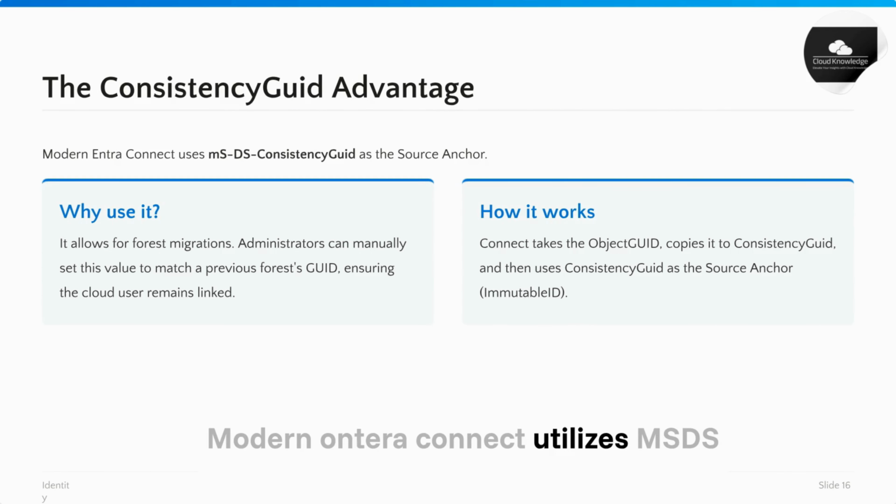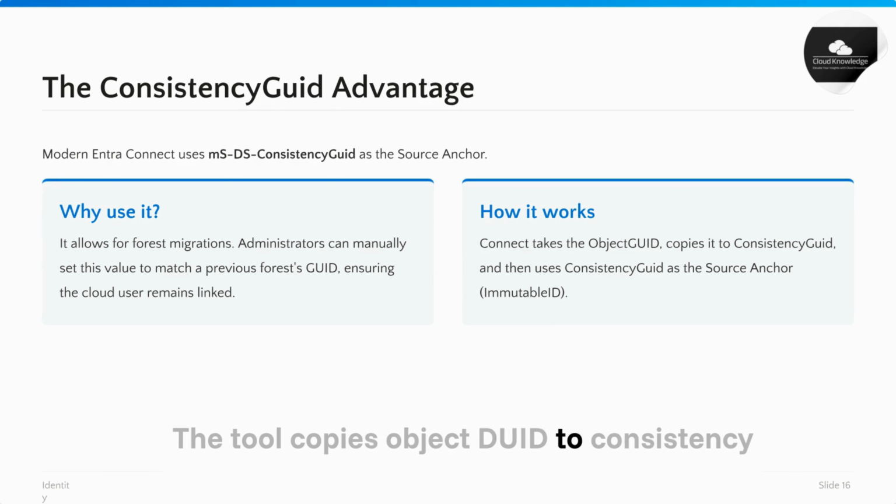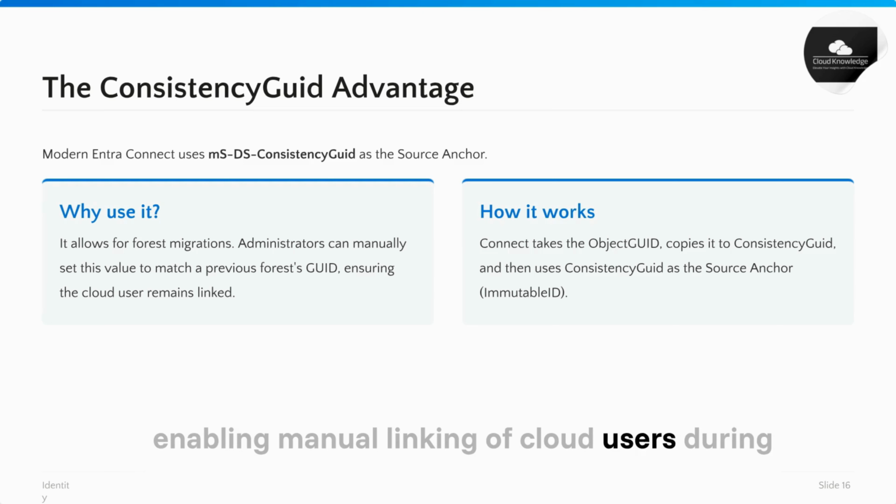Modern Entra Connect utilizes mS-DS-ConsistencyGuid as the source anchor, allowing for forest migrations. The tool copies ObjectGUID to ConsistencyGuid and uses it as the immutable ID, enabling manual linking of cloud users during moves.